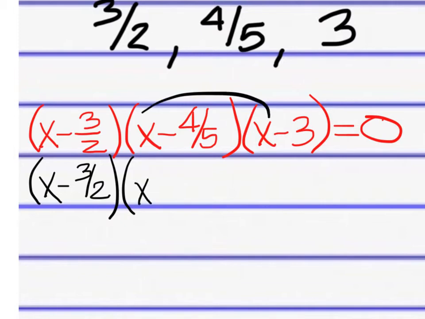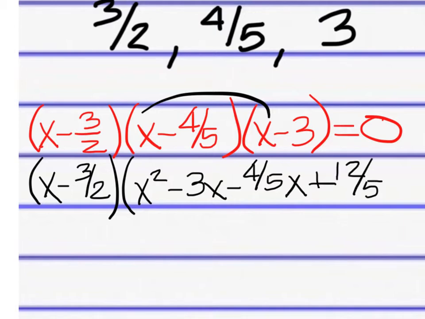x squared minus 3x minus 4/5 x, and then plus 12 over 5.